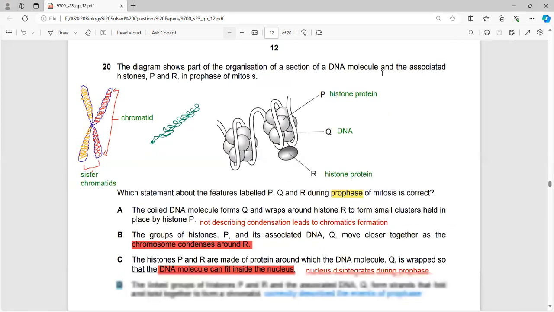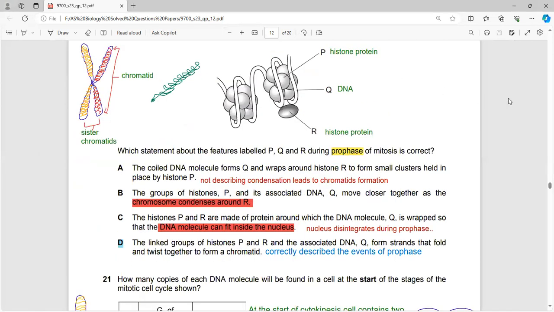So we're going to see which option is correct regarding this information. Which statement about the features of labels P, Q, R during the prophase of mitosis is correct? A: the DNA molecule Q wraps around the histone R to form small clusters held in place by the histone protein. It's not going to make a cluster, because the cluster forms during chromatin formation when the cell is not dividing. So that's not describing the condensation. So that's why option A is wrong here.